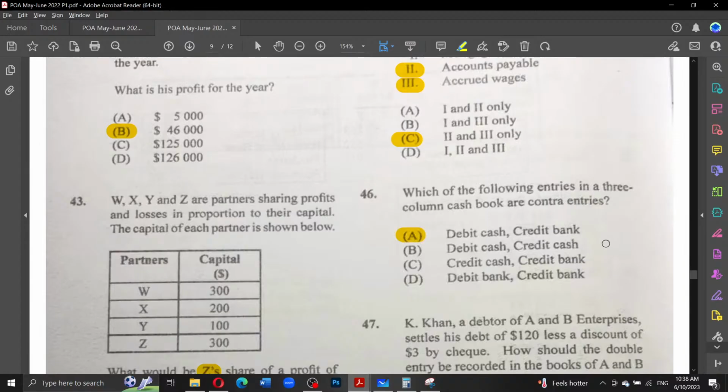Let's see what they have for the rest. Debit cash, credit cash. No, you have to get debit cash from the credit bank, so you have to get two different accounts. Credit cash, credit bank. This is wrong, right? One has to be debit, one has to be credit, following double entry rules. Debit bank, credit bank. Remember I said you have to get two accounts. So the answer here is going to be A.